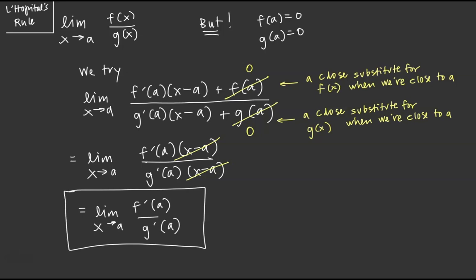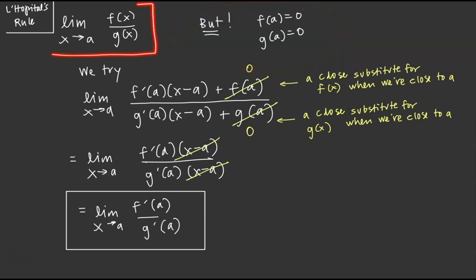This is a big deal. It says that under certain conditions, if you start by trying to find the limit of f of x over g of x as x goes to a, but you've got zeros on top and bottom, you can actually just find this other limit, and that limit is sometimes much better.